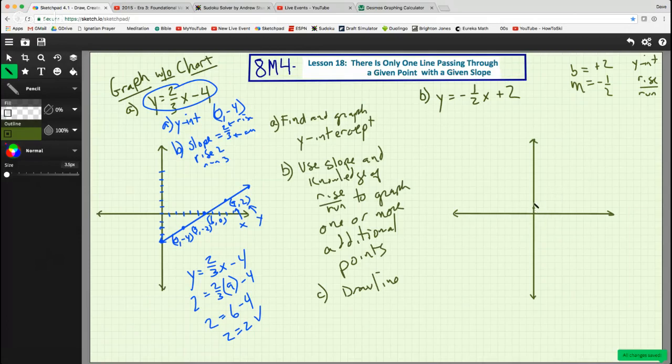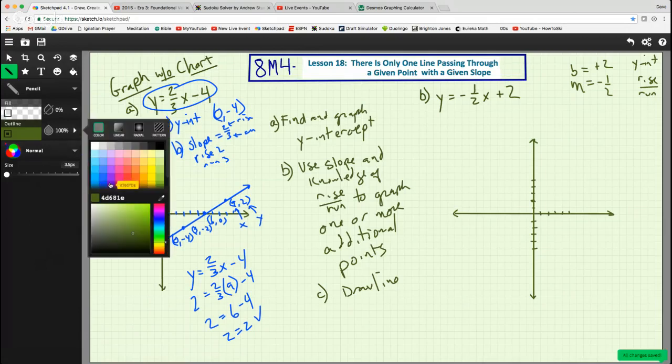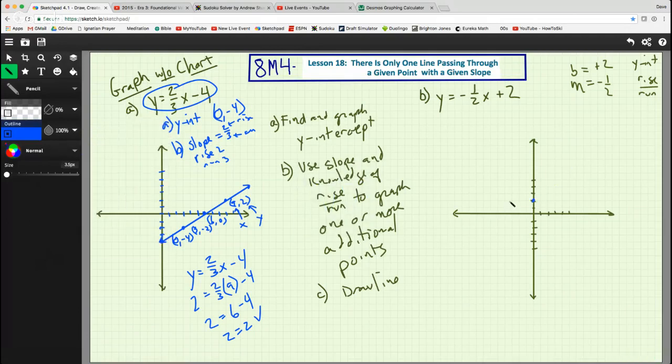So if we're going to graph this, we must graph our y-intercept. Again, we're going to find and graph our y-intercept, and so that's (0, 2). We're going to do that in blue, my favorite color. Then we're going to use our rise over our run. So we're going to rise -1 and run 2. Rising -1 means going down 1, and we're going to run 2. We always run to the right.